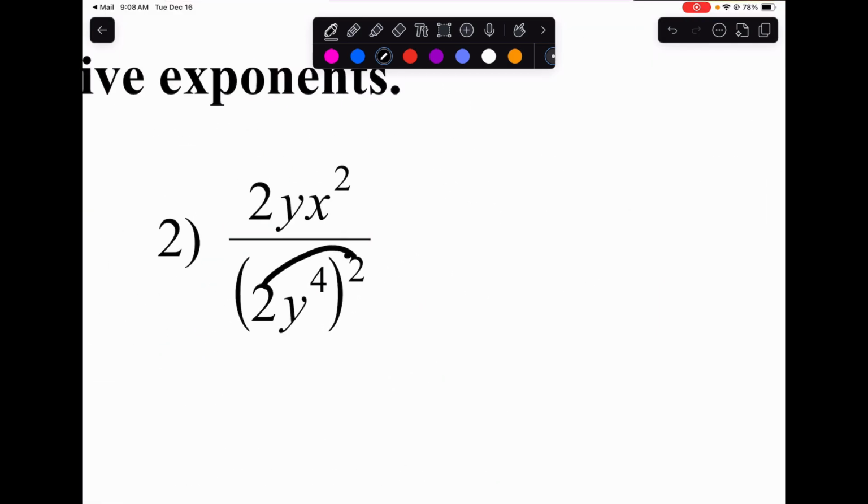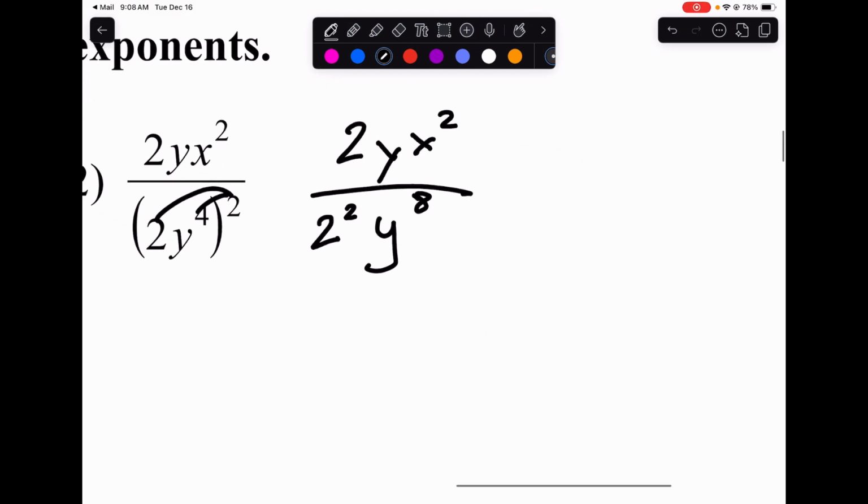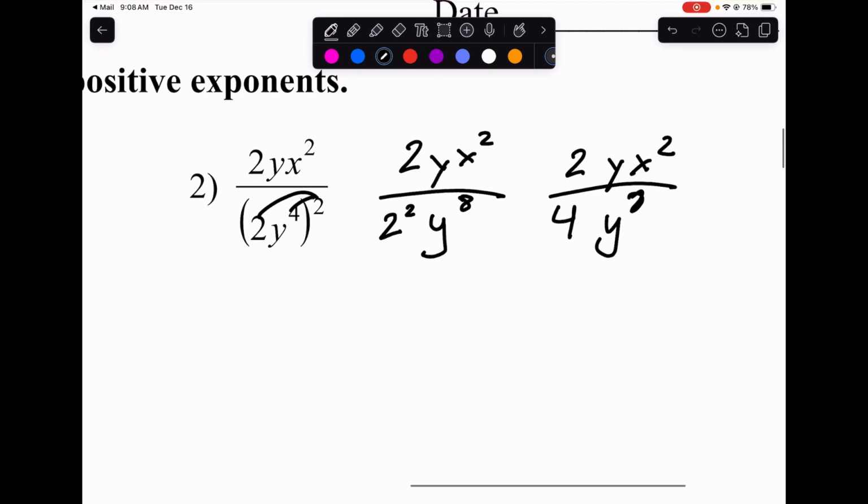All right, next one. So again, we got to distribute that power. I get 2yx squared all over 2 squared, y to the 8th. So for my 2's, I get this, yx squared, and I get 4, y to the 8th. 2 over 4 simplifies to 1/2, so I end up with just a 2 in the denominator. My y's, I have more y's on the bottom, so I have 7 more, so I get a y to the 7th in the denominator, and then all I have left up top is an x squared.